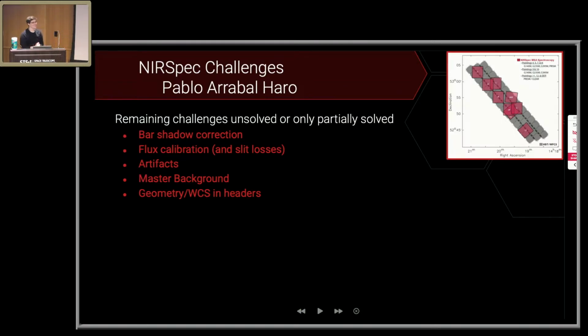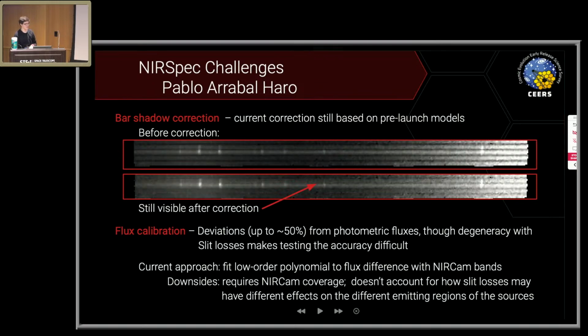Jumping right along, now we're switching modes to NIRSpec. This is work that Pablo Arrabal Haro is leading, and so again, he's the expert, and anything I say is my fault and not his. Here is a long list of remaining challenges that we're still working with on the SEARS team, in perhaps no particular order of pressingness. One example is the bar shadow correction. The current correction, I think, is still based on pre-launch models, and so when we try to run this correction on extended sources, we can still see some evidence of those bar shadows in the corrected spectra.